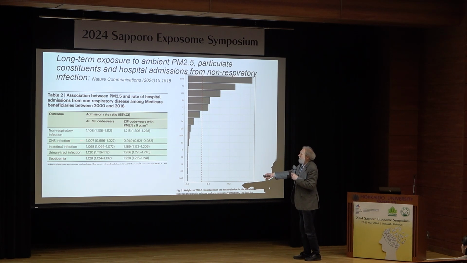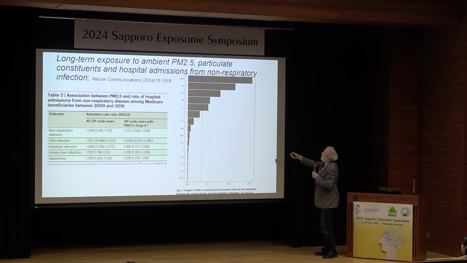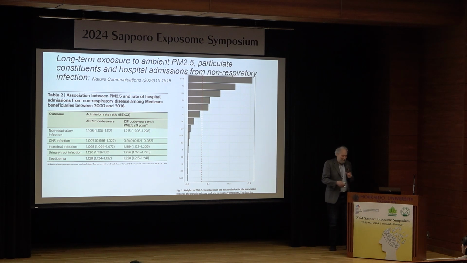And then we see, you know, CNS infections, there's nothing going on there. UTIs are important, septicemia. But when I look at the weights, sulfates, nickel, all right, we saw that before sometimes. Copper is back. Iron is back. EC is nowhere. OC is less than nowhere, and nitrates.